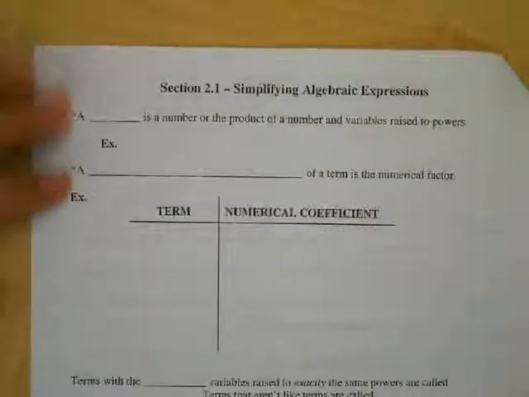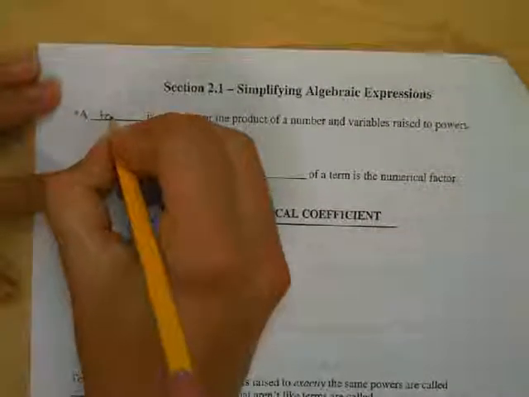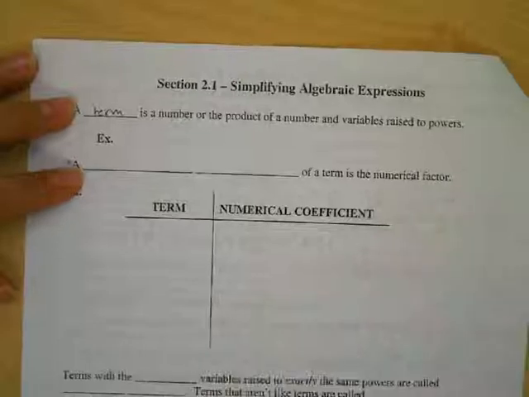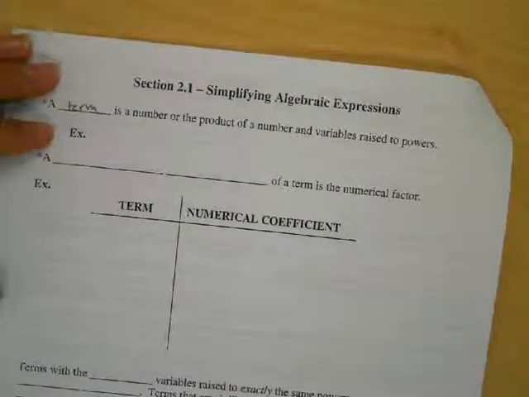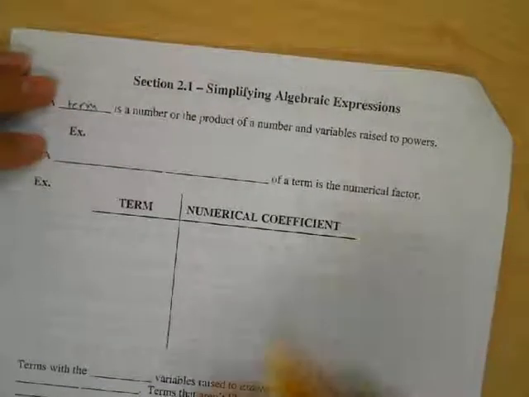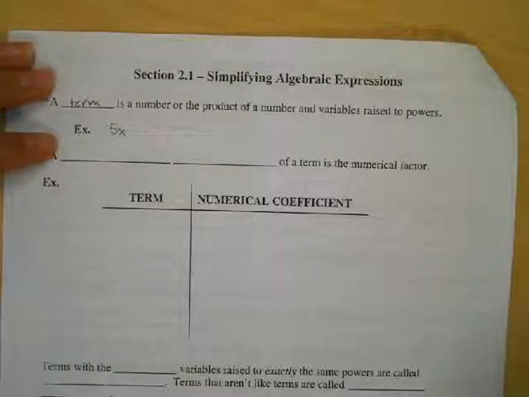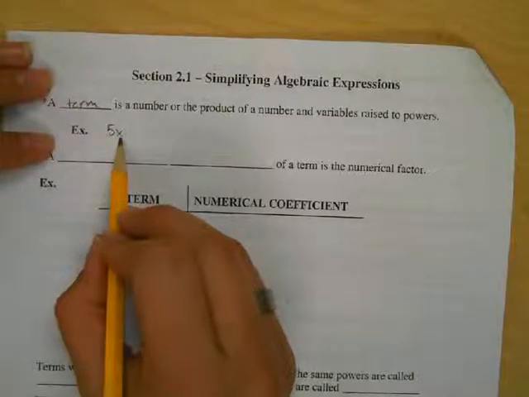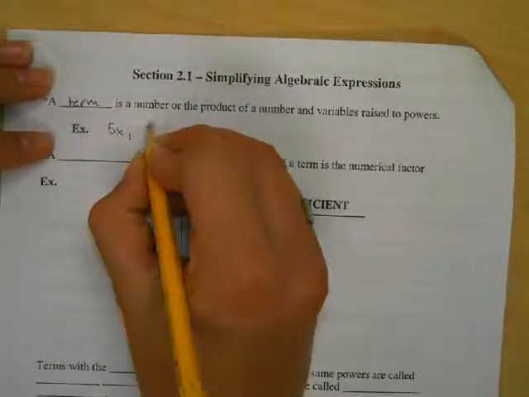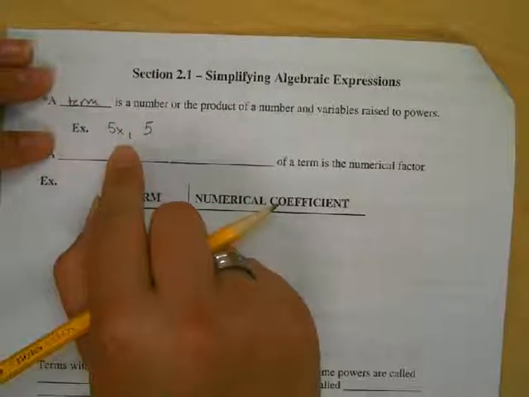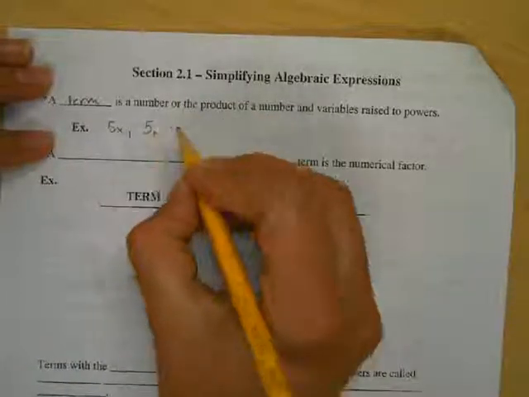Okay, so a term is just a number or the product of a number and variables raised to powers. So for instance, when you're talking about terms, 5x would be a term. It's the product of a number and a variable. But it doesn't have to have a number. It could just be a variable. It could just be a number.